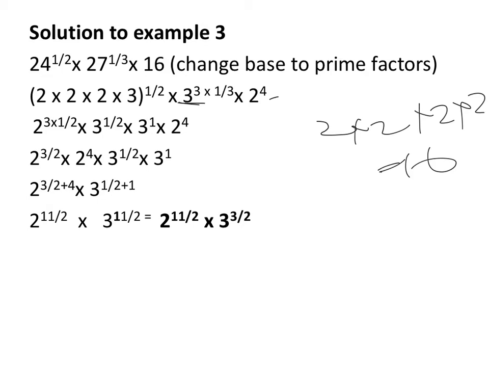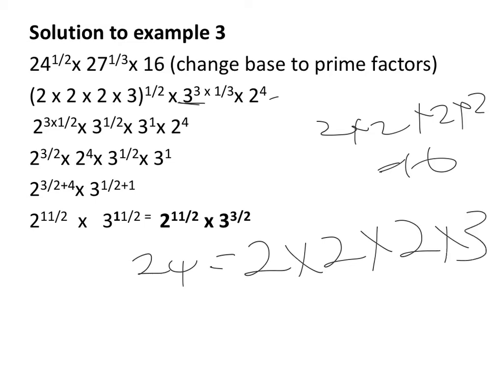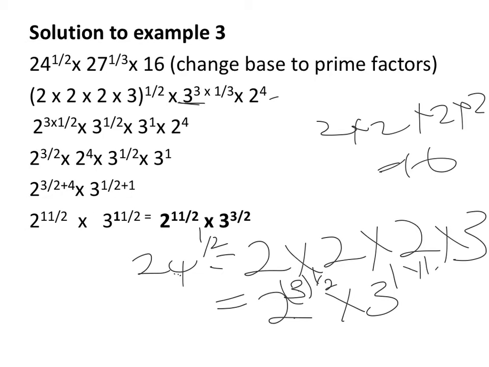So we have 2 raised to power 3 times 1 over 2 times 3 raised to power 1 over 2. You know that 24 is equal to 2 times 2 times 2 times 3, which is also equal to 2 raised to power 3 times 3 raised to power 1. So since the power of 24 is 1 over 2, you also raise 2 raised to power 3 to the power of 2, and then this to the power of 1 over 2 also.